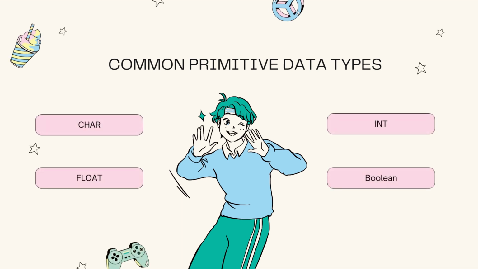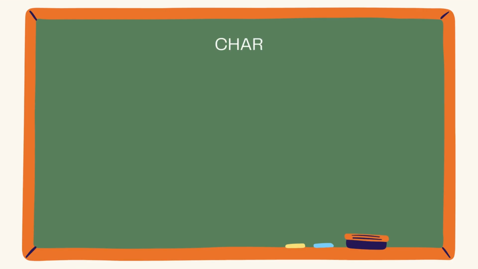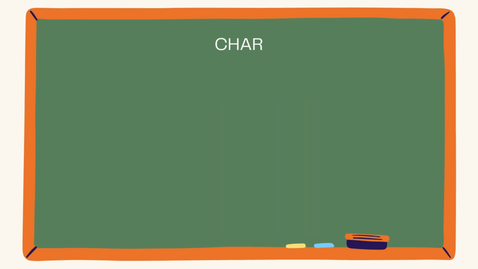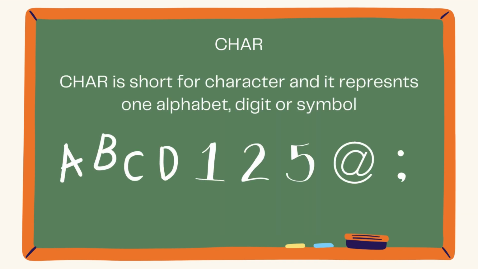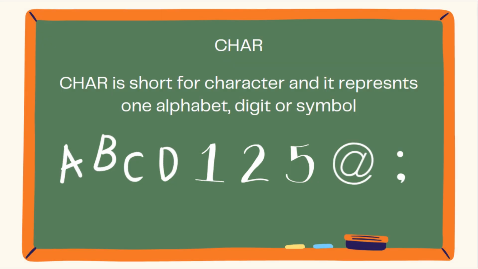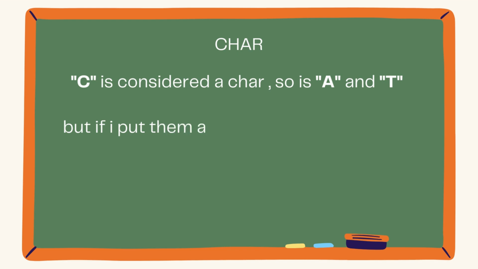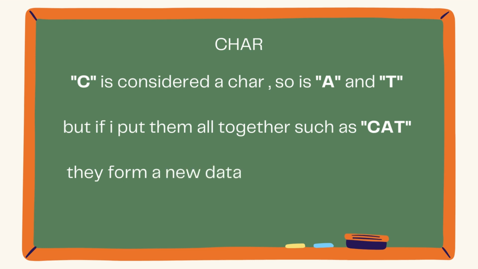The four most common primitive data types are chars, ints, floats, and boolean. In this video, we're going to deep dive a bit into chars. Char is short for character, and it represents one alphabet, digit, or symbol. So you can say A, B, C, D, or so on. You can also have other symbols as well. C, for instance, is considered a char, so is A, and so is T. But just to clarify, if I put these three letters together to form the word cat, it is no longer a char, but a new data type that is formed due to char that we call string. So if you want to think of char, you think of it as one single character.